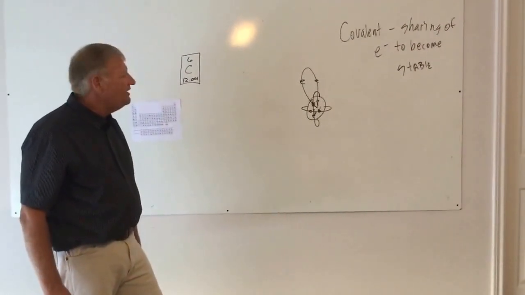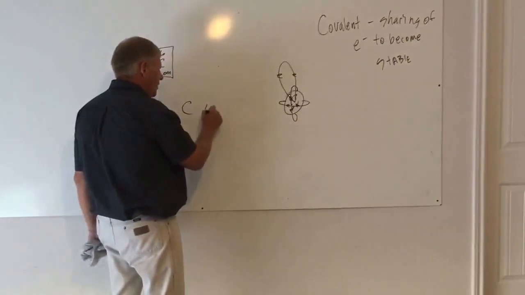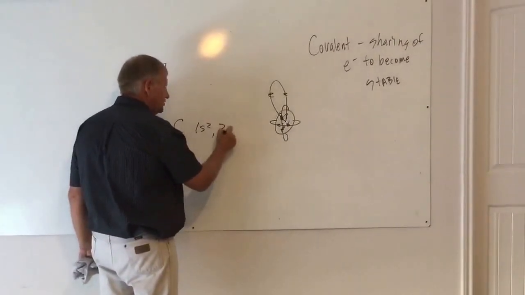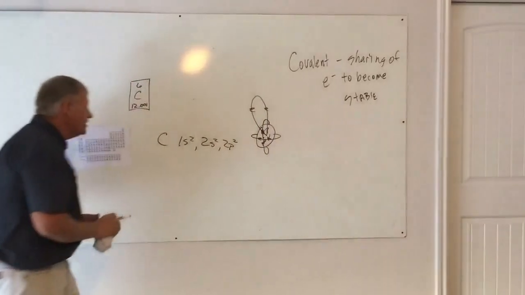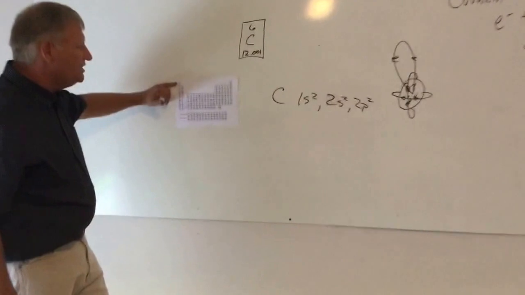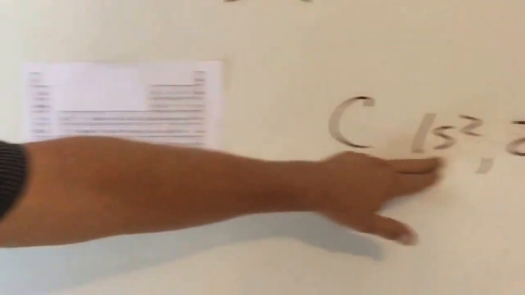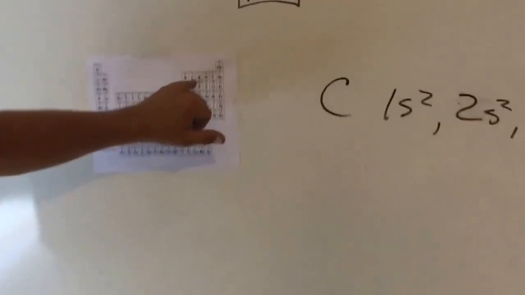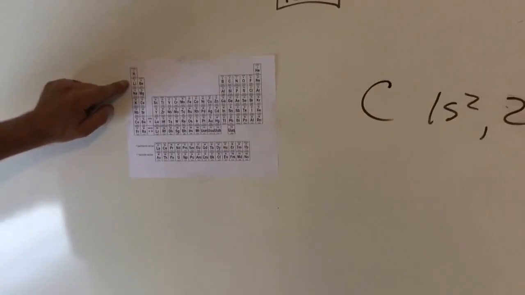How many valence electrons do they have? Well, here's carbon. Carbon is 1s2, 2s2, 2p2, because everything below it makes up the kernel. So there's hydrogen and helium, that's the 1s1 and 1s2. Lithium and beryllium, that's 2s2. And then here's 2p1, 2p2. Now how did I know it was 2? Because it's in the second period.